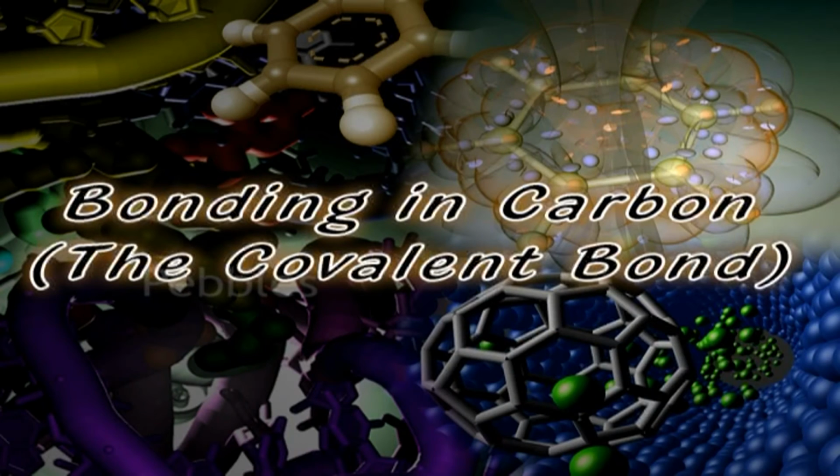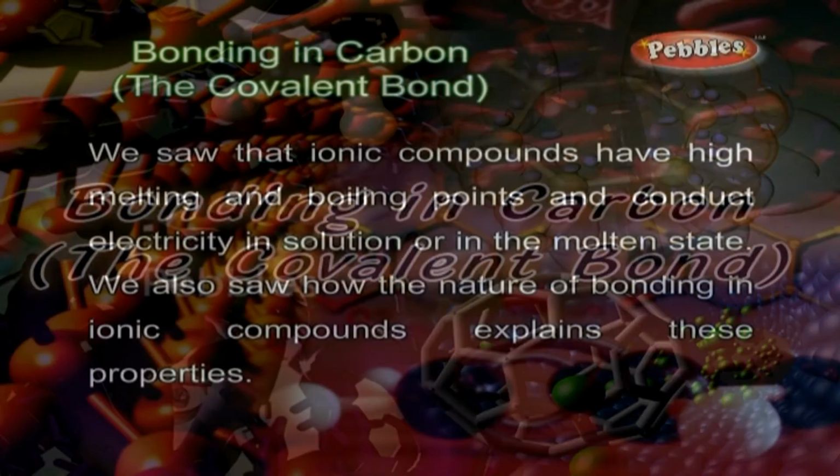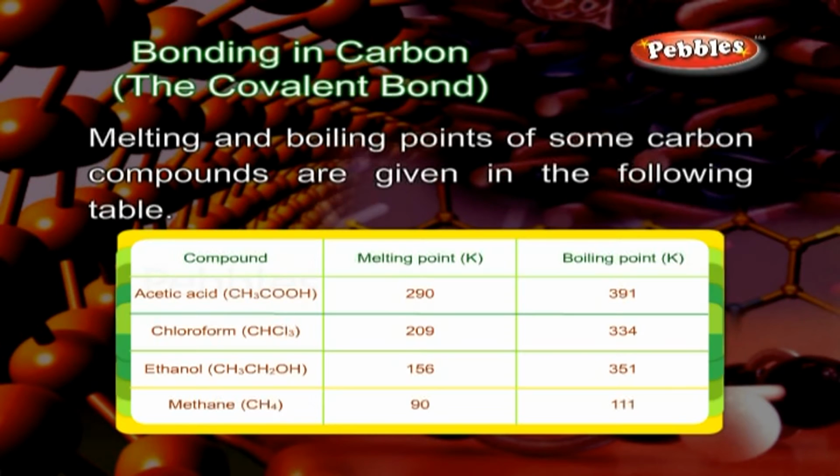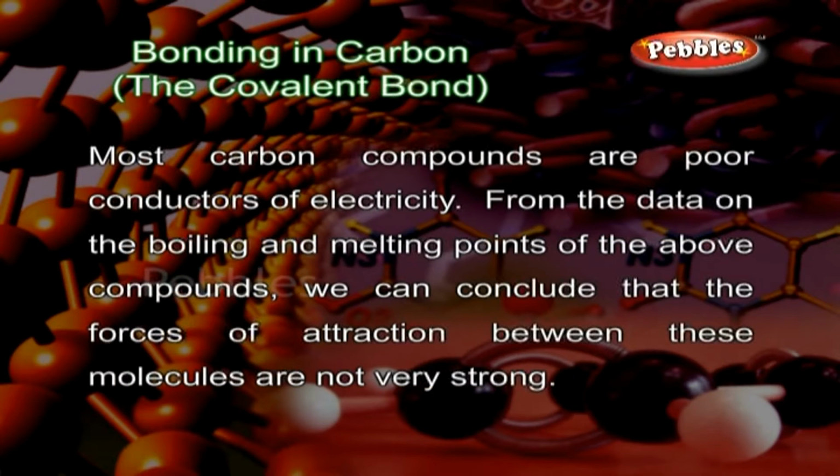Bonding in carbon, the covalent bond. We saw that ionic compounds have high melting and boiling points and conduct electricity in solution or in the molten state. We also saw how the nature of bonding in ionic compounds explains these properties. Melting and boiling points of some carbon compounds are given in the following table. Most carbon compounds are poor conductors of electricity.